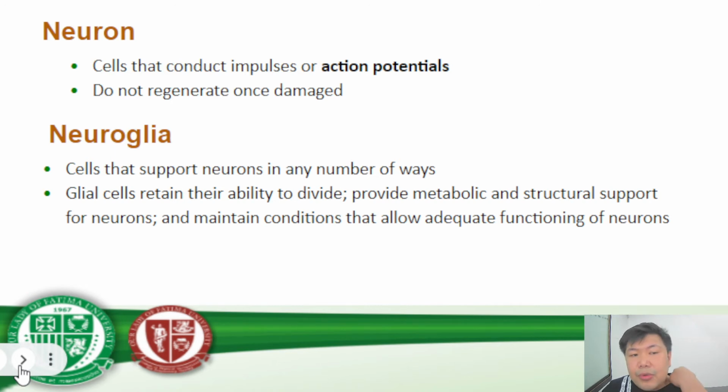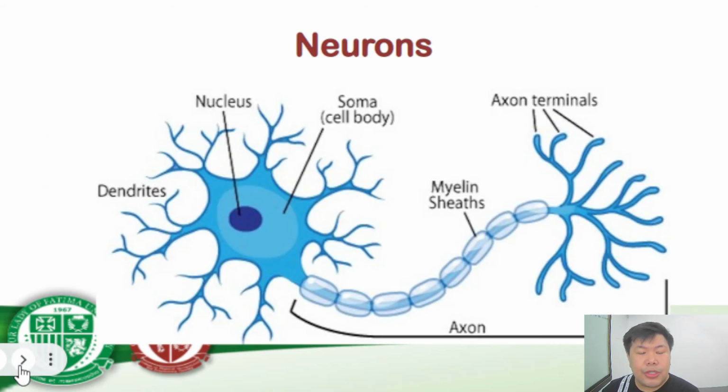So anong ginagawa ng neuroglia? They just support the neurons in all possible ways. They provide metabolic and structural support. They also allow adequate conditions to make the neurons function. So first, let's talk about the neuron. No, this is how the neuron looks like in a diagram. So first, meron tayong cell body. And the cell body of a neuron is also known as soma. So all the other organelles, all the other parts of the cells, dito natin nakikita yan. No? Yan, sa loob ng soma.